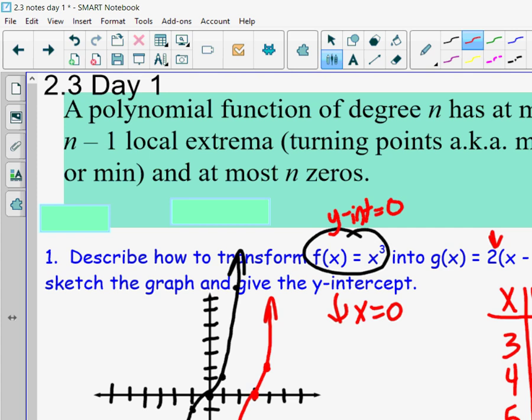But look at my red graph. What's the y-intercept on this? Well, how do I find the y-intercept? I want to solve for y, right? G of x is the same as y.